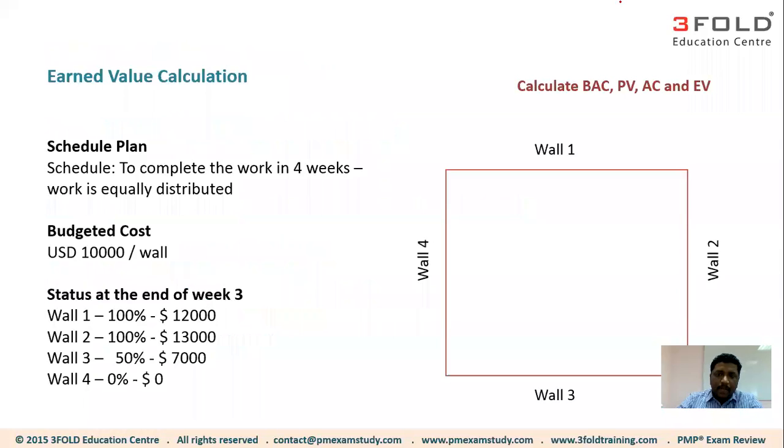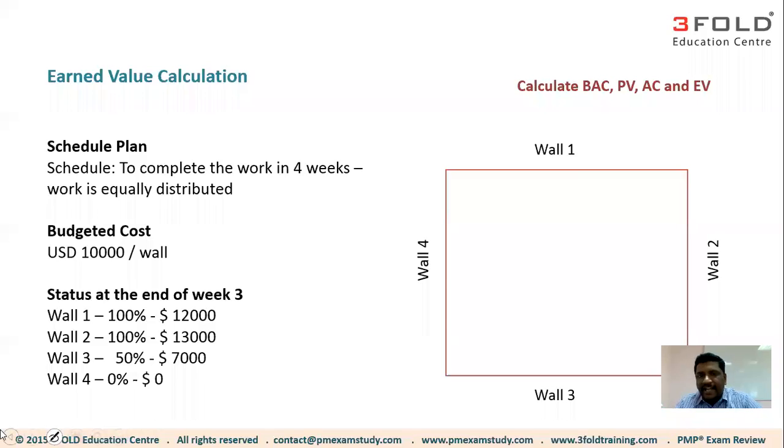Okay, now, look at this example. You're going to construct a compound wall, let's say for a villa, right? You got a nice little project where you're going to construct a compound wall, four sides, for a villa. And if you see the plan here, it says you have to complete the work in 4 weeks, and work is equally distributed. Which means each side you should take one week.